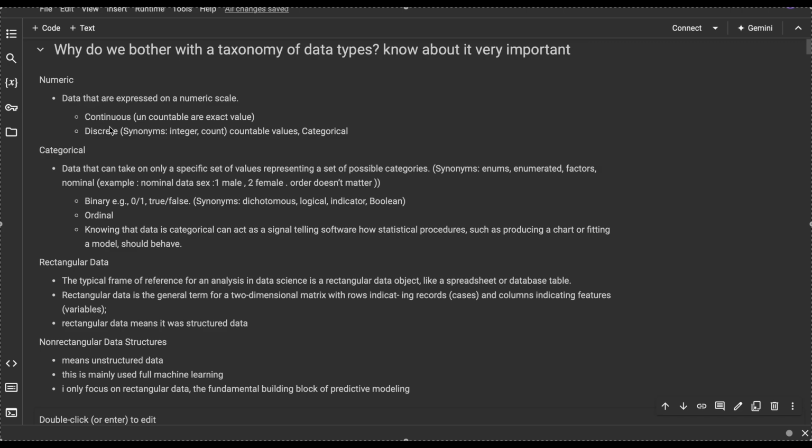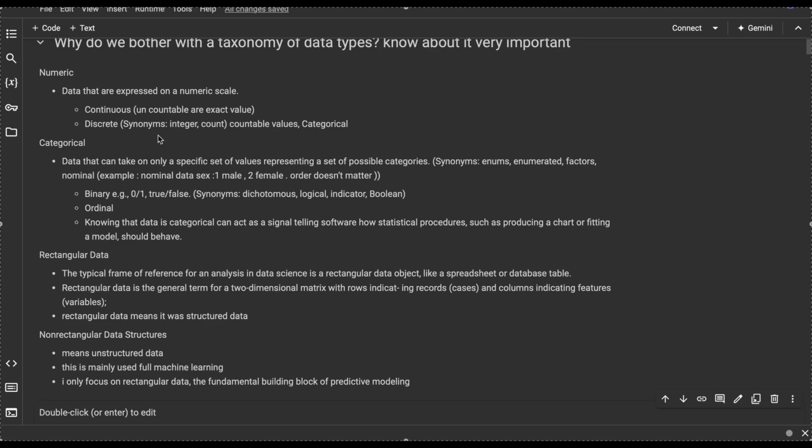For example, temperature or wind speed changes continuously. It cannot be precisely predicted all the time. Discrete data consists of specified countable values, such as weekly, monthly or yearly data.